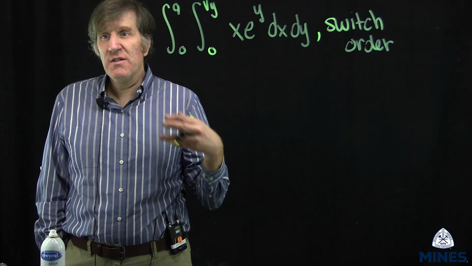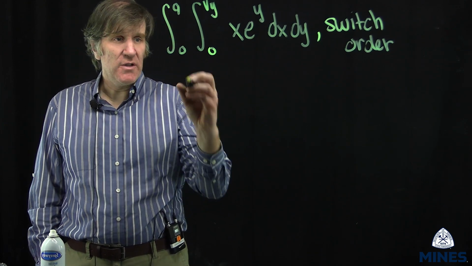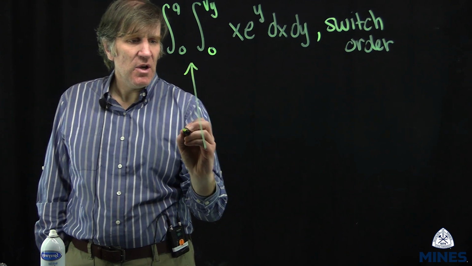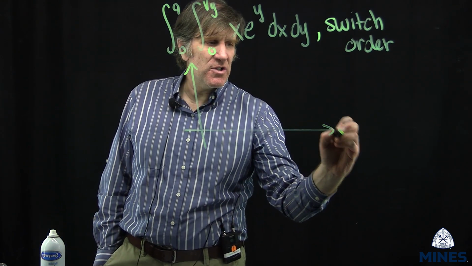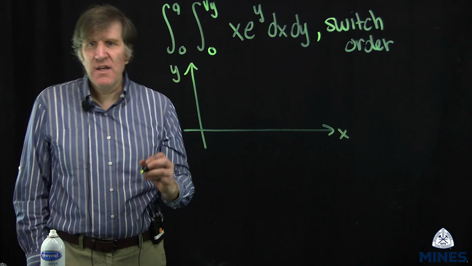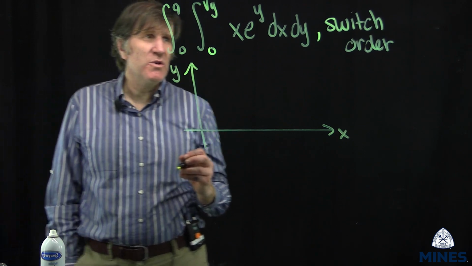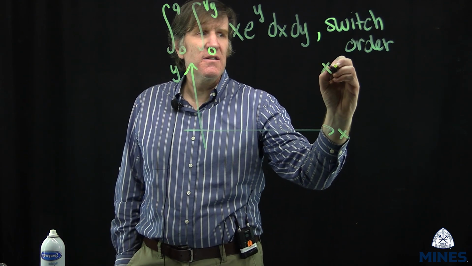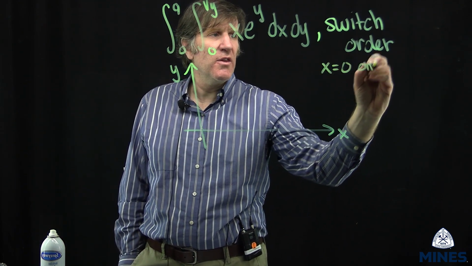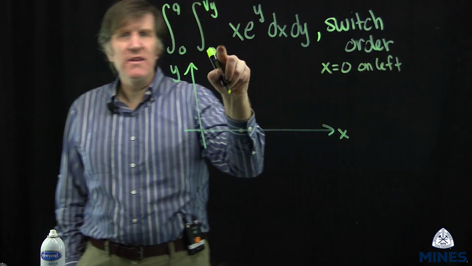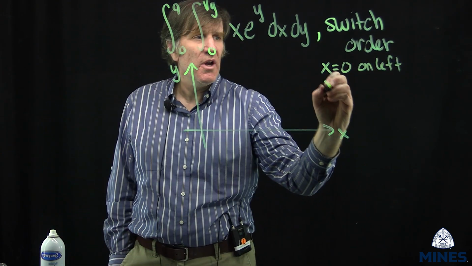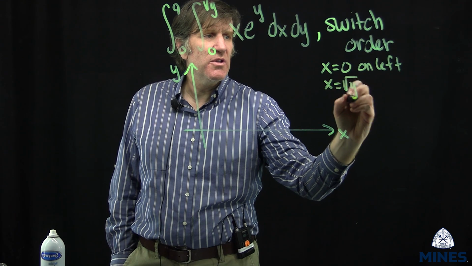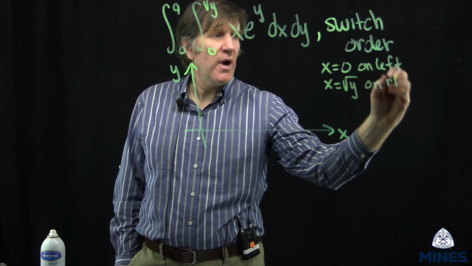The trick is to be able to get a good picture of what's going on. So let's try to illustrate what our region of integration is here. So I'm going to draw the xy plane, and I'm going to think about what's going on. X first means I'm going from x equals 0 on the left, when I look at this endpoint of integration, up to x equals the square root of y on the right.